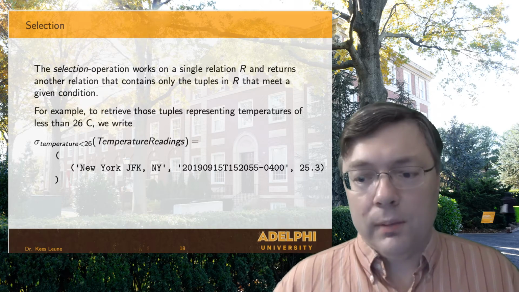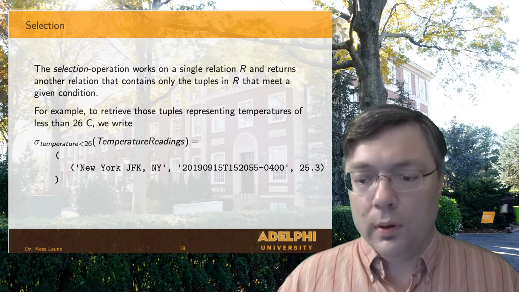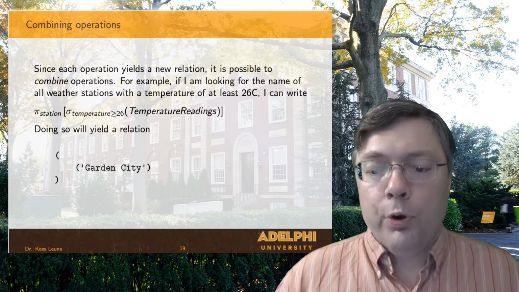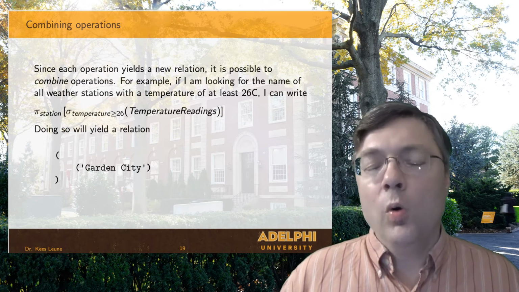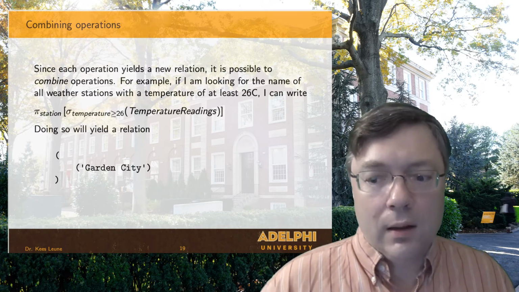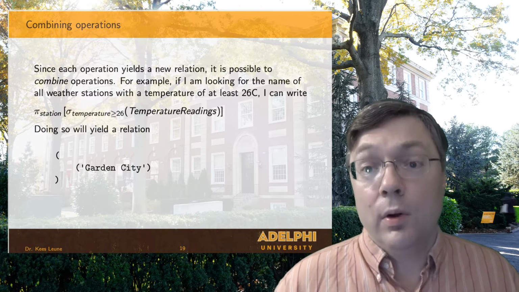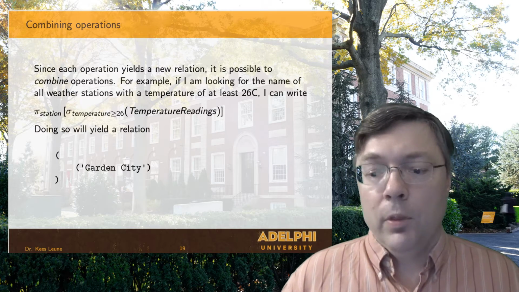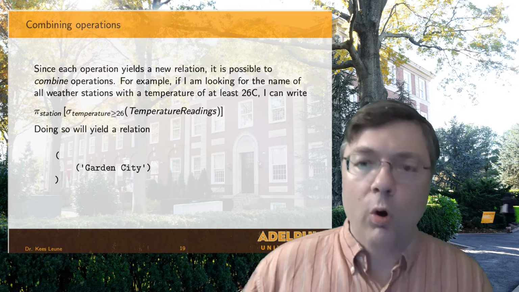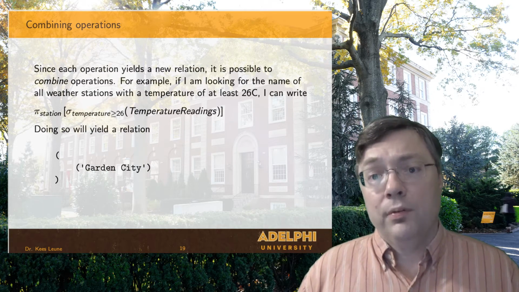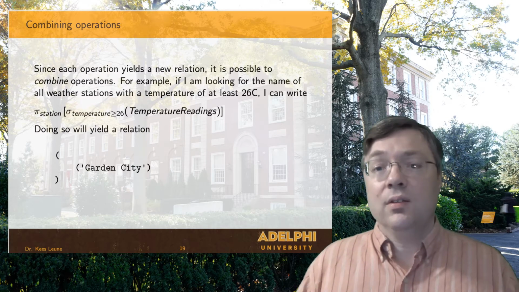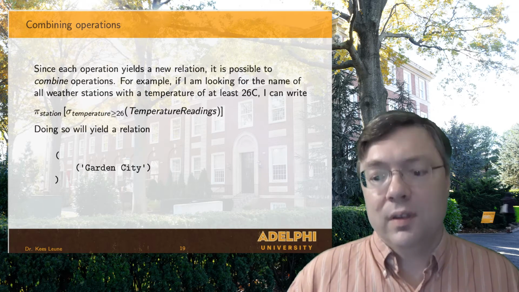that meet my criteria. Now I can of course combine these two. I can put them together by saying, let's look at this formula, project the station name. So basically only tell me the station name of what? Well, of all of the temperature readings where the temperature was greater than or equal to 26. So first I do the stuff between the parentheses, which in this case is get me all of the tuples with a temperature above 26 degrees Celsius. And then of those temperatures that are above 26, I'm only interested in seeing what their station names are.